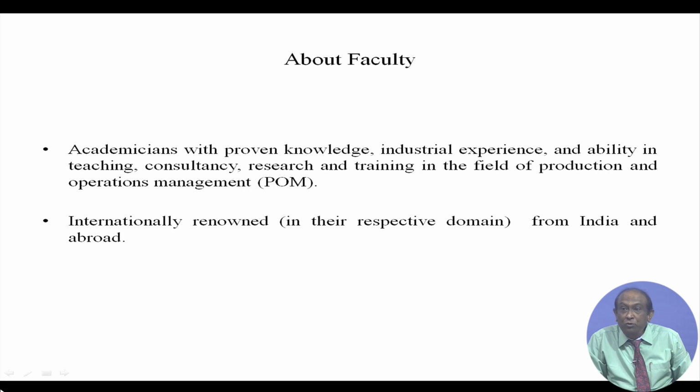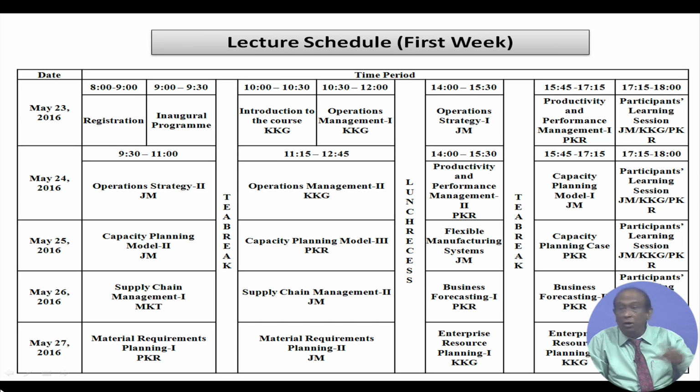About faculty, you must have already got the participants profile and faculty profile: academicians with proven knowledge, industrial experience and ability in teaching, consultancy, research and training in the field of production and operations management. Most of them are internationally renowned in their respective domains from India and abroad. And the schedule that we have laid out has been given in your folder also.